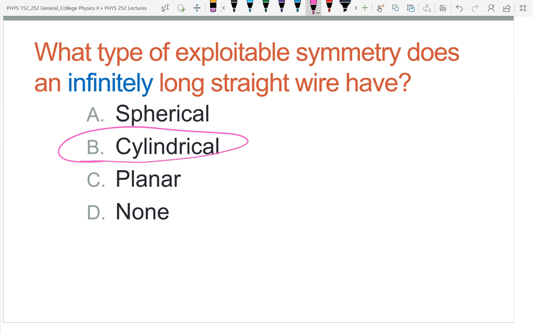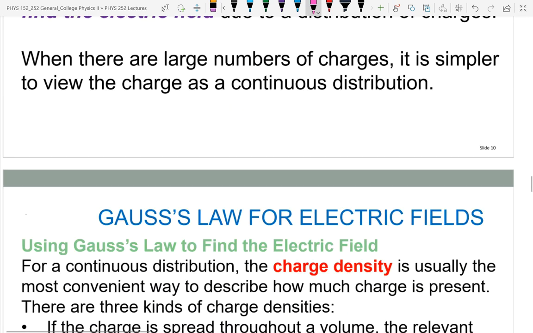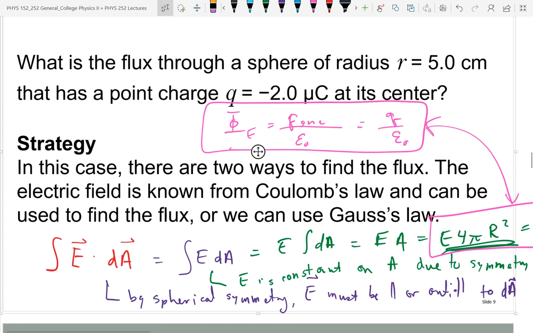So if you have a problem that has a wire, or as you have in your homework, a cylindrical distribution of charge, then you're going to have to use a different symmetry. Now, the last thing that I have to cover, because when you do these problems it's an important step, is the term Gaussian surface. In the problem I did up here, I said, what is the flux through a sphere of radius r that has a point charge at its center? That sphere of radius r was not something that actually was present. It was just an imaginary surface.